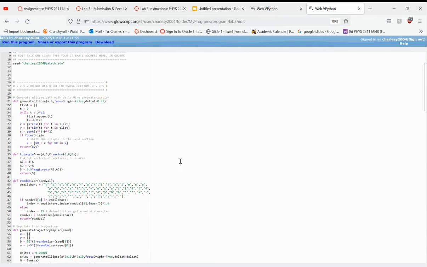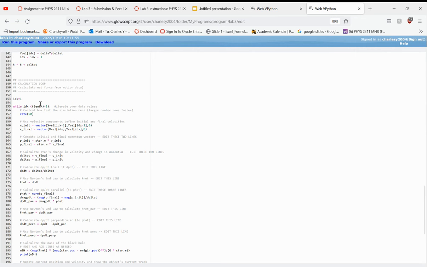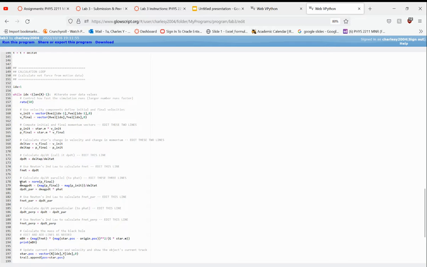So for the actual coding part, right here, we calculate the initial velocity and the final velocity. Then we use that initial velocity to calculate the initial momentum and the final velocity to calculate the final momentum by p equals mv. And then we calculate change of velocity, change of momentum here, and then the net force is just equal to the change of momentum over the change in time. And then over here we find the parallel component of the net force that we just got.